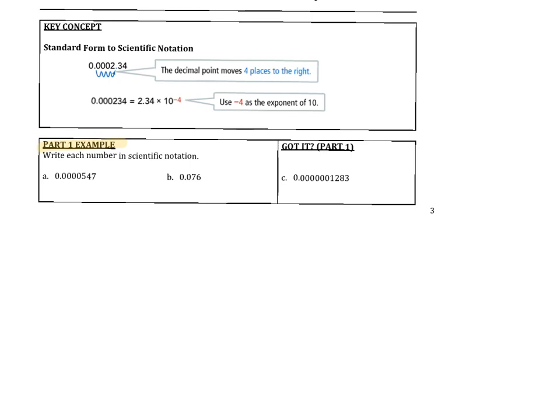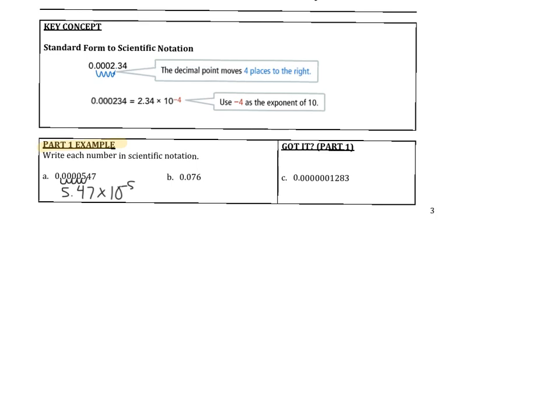Okay, so let's see how many spots I need to move. 1, 2, 3, 4, 5 spots. So 5.47 times 10 to the negative 5th. If you want to pause the video and try B before you continue, feel free to do that.